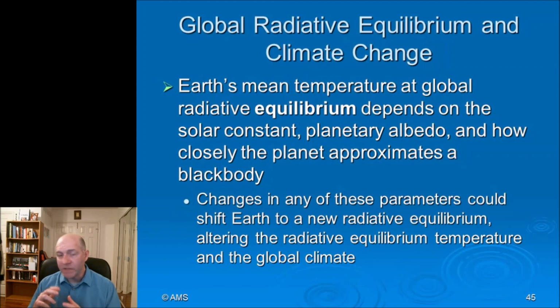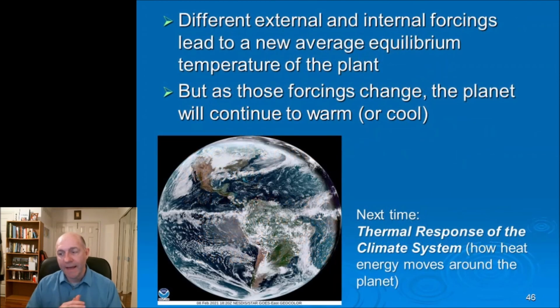All right. If we suddenly change the albedo, melt all the ice off of Greenland and Antarctica, that's going to change the albedo. So changing any of these parameters are going to shift us to a new relative radiative equilibrium. And adding CO2 is another one of those things, and that's a man-made impact. So, different external and internal forcings, sun, albedo, greenhouse gases, can change the average equilibrium temperature of the planet, bringing it to a new steady state or an equilibrium temperature.